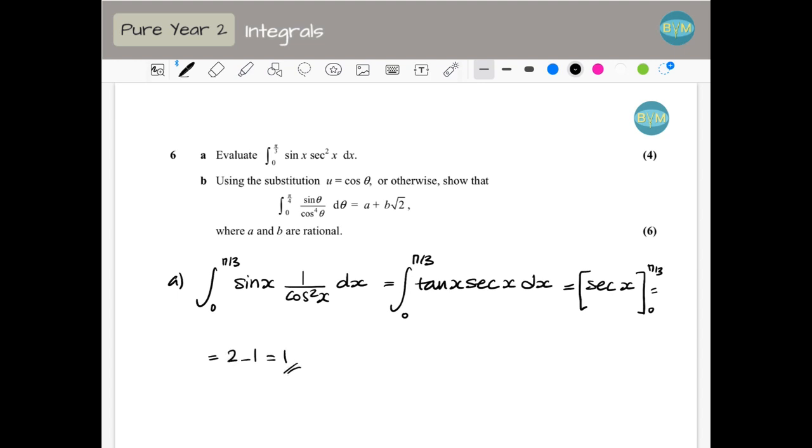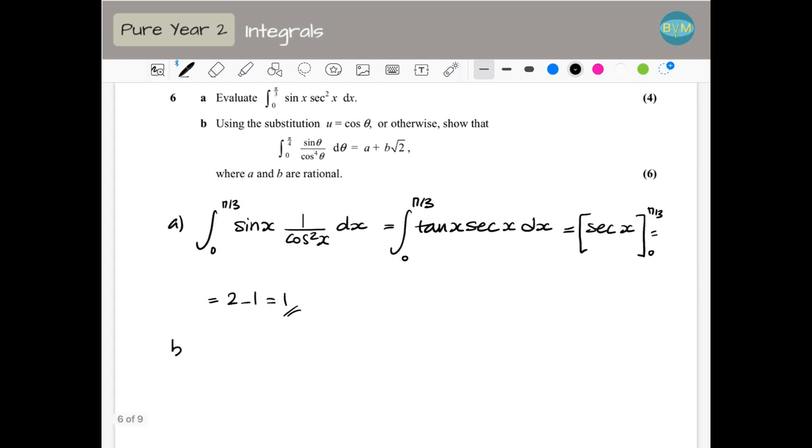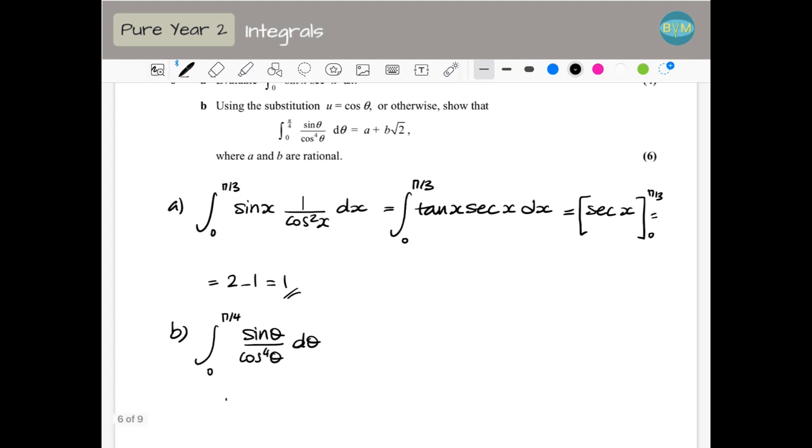So this is the first thing. Then B says, using this substitution here, show that this integral is an expression like this. So we are going to integrate between 0 and pi quarters, sine theta divided by cos to the power of 4 theta d theta. And we are going to use this change, so u is cos theta.